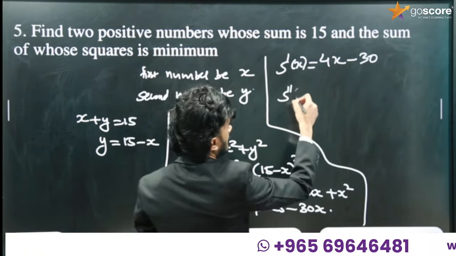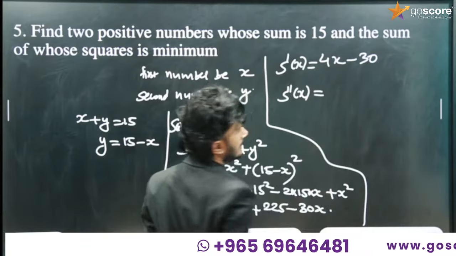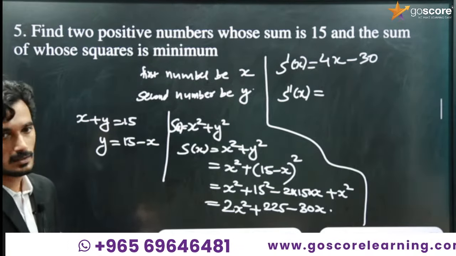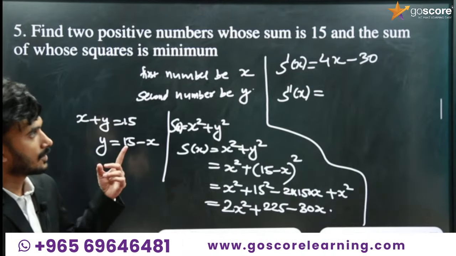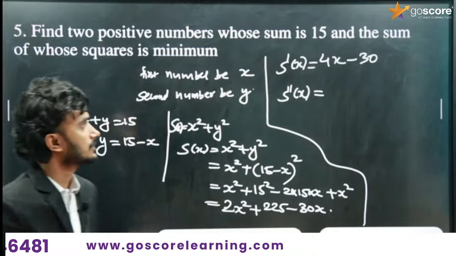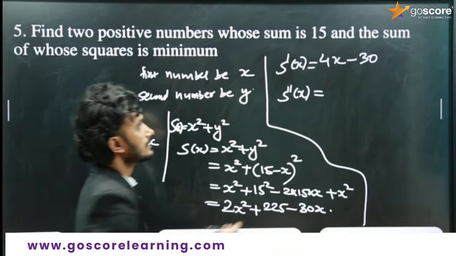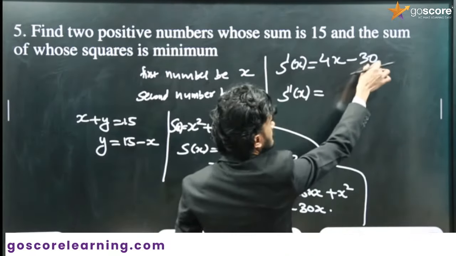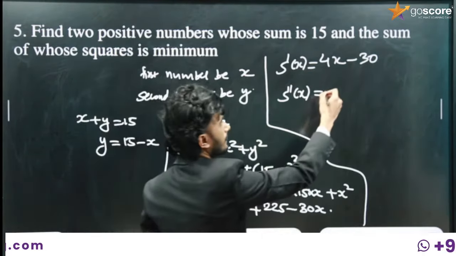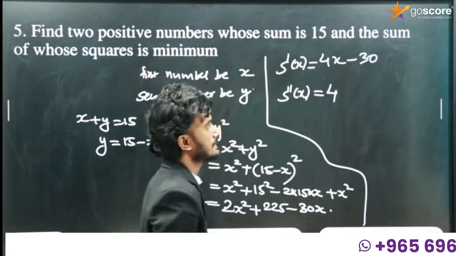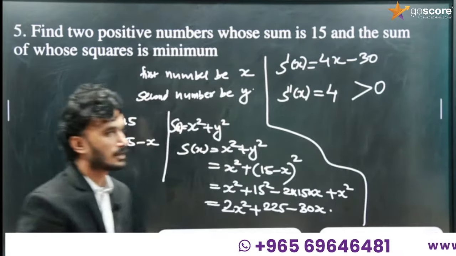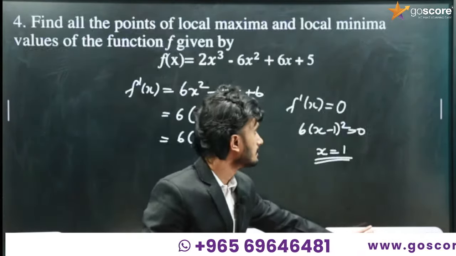Now I am taking the second derivative to check whether it is a local maxima or local minima. What is the derivative of 4x minus 30? The constant part gives 0, and the derivative of 4x is 4. 4 is always greater than 0. So you can check.